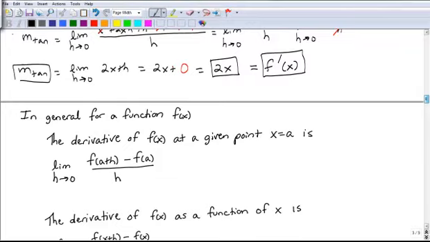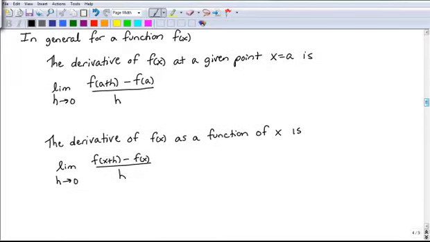So here are the equations that we've worked through in general. If you want to find the derivative at a specific point, x equals a, in our previous example it was x equals 3, what's the limit as h goes to 0 of f of a plus h minus f of a over h? The second example, where we came up with the derivative as a function, well, that's the limit as h goes to 0 of f of x plus h minus f of x over h. Notice if you're at x equals a, you just replace your x's with a's.